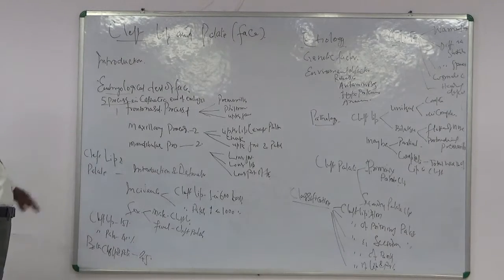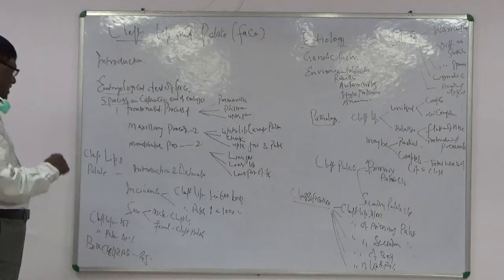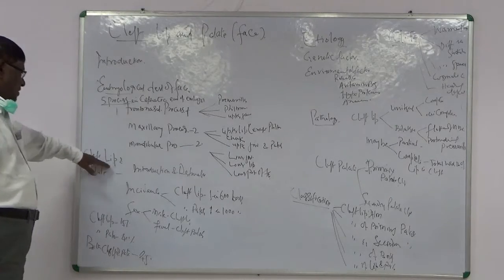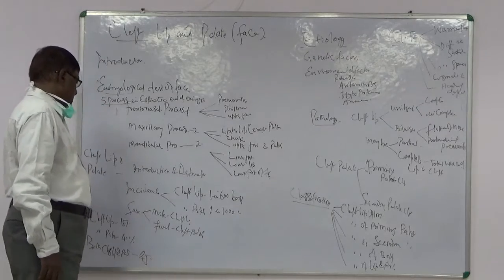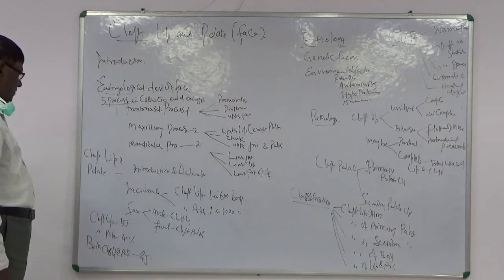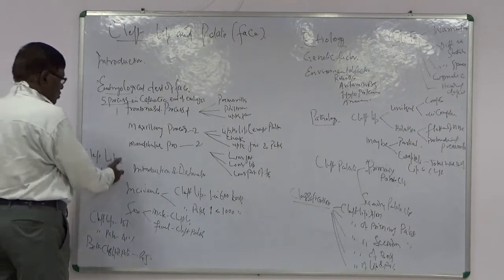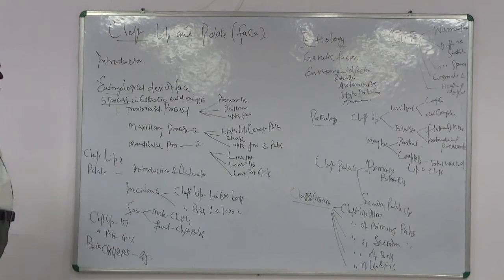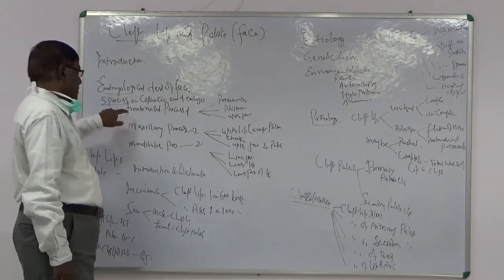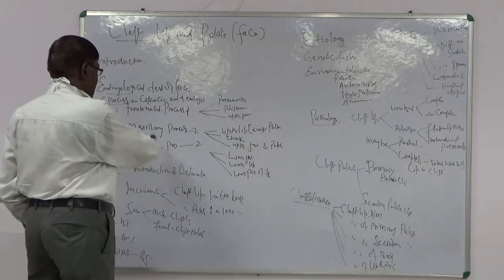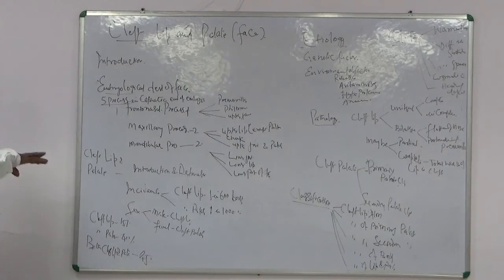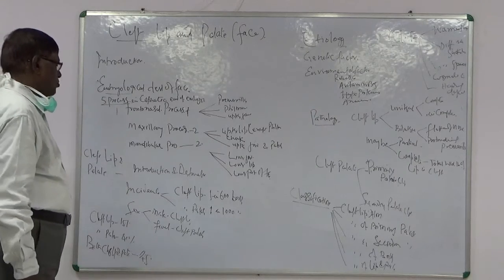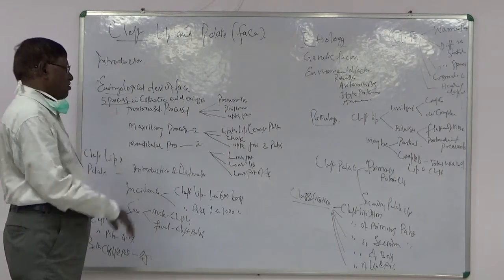Cleft lip: cleft means a tear, a failure of uniting in the medial part. This cleft lip occurs in intrauterine life, and it is due to the failure of fusion of the frontonasal process with the maxillary process. Because the frontonasal process and the maxillary process both unite to form the upper lip, that is the philtrum and the rest part of the lip.